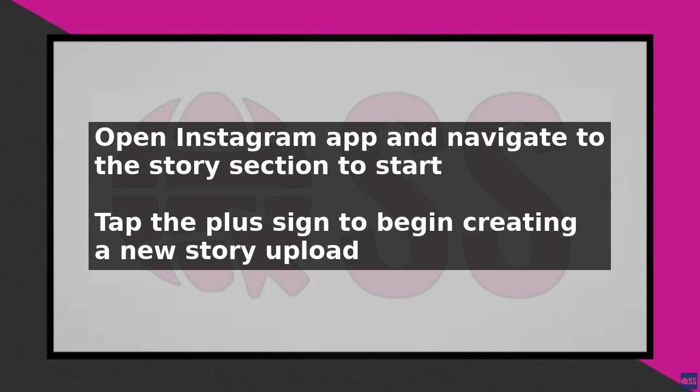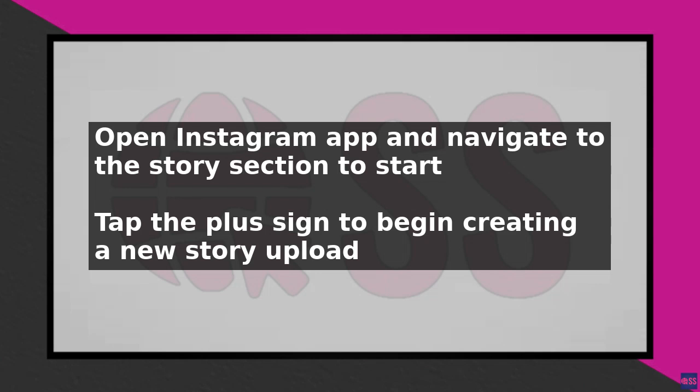To ask questions on Instagram Story. Start by opening the Instagram app and navigating to the Story section. Tap the plus sign at the top right corner to begin creating a new story. You can upload a photo or video, or use the type mode to create a text-based story.